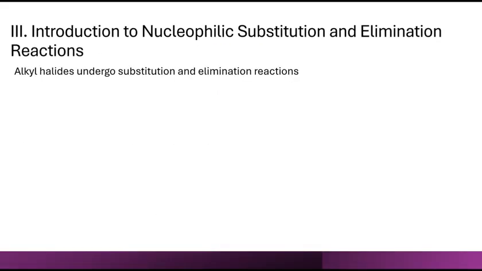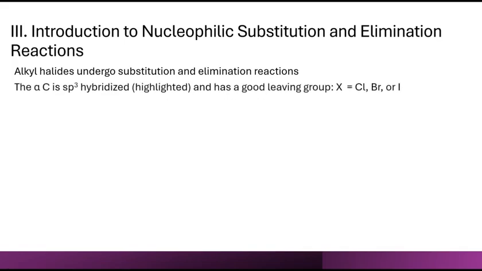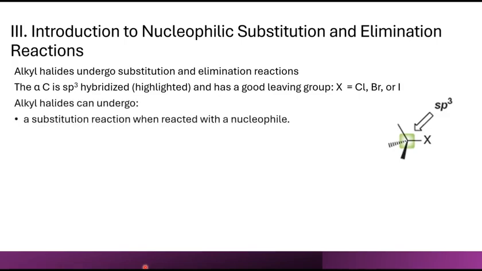3. Introduction to nucleophilic substitution and elimination reactions. Alkyl halides undergo substitution and elimination reactions. The alpha carbon is sp3 hybridized and has a good leaving group, a halogen: Cl, Br, or I. Alkyl halides can undergo a substitution reaction when reacted with a nucleophile, where the nucleophile substitutes for X, or an elimination reaction when reacted with a base. The base pulls off H+, and the sigma bond becomes a pi bond.